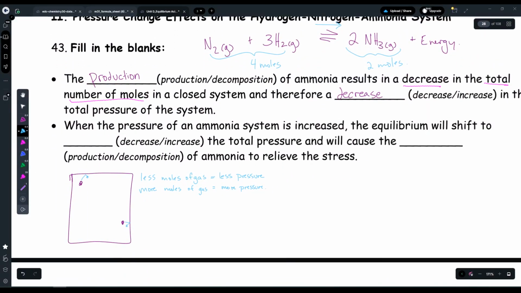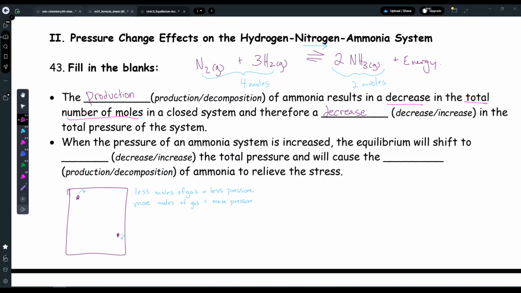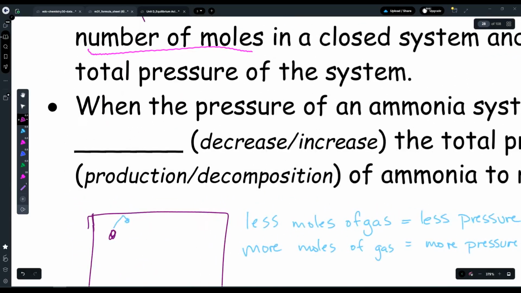All right. When the pressure of an ammonia system is increased, so that's something the scientist is actively changing, the equilibrium will shift to either decrease or increase the total pressure. So remember, for Le Chatelier's principle, when you apply a stress, the equilibrium will shift to minimize that stress. So if we increase the pressure, the equilibrium is going to shift to decrease the total pressure.